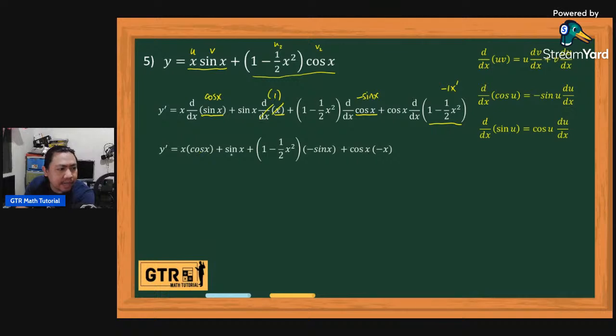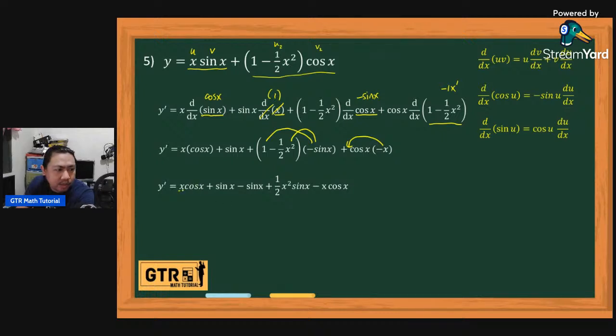So we have x cosine x plus sine x plus 1 times 1 half x squared times negative sine x plus cosine x times negative x. So just distribute this negative sine x to 1 and to negative 1 half x squared. And then negative x, so put the negative sign here. So positive times negative, that is negative. Okay, so we have x cosine x plus sine x minus sine x plus 1 half x squared minus x cosine x. So now combine like terms.